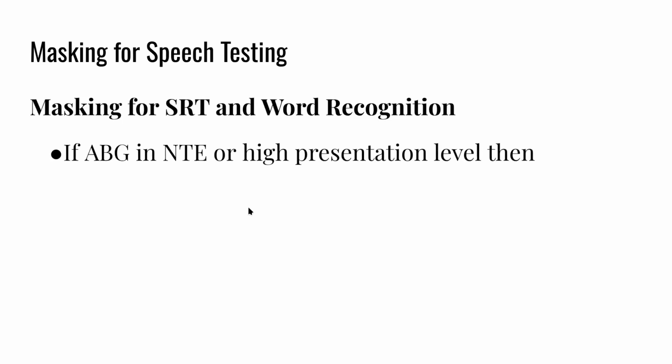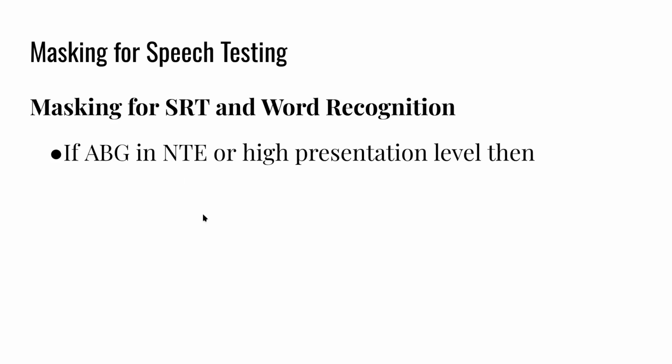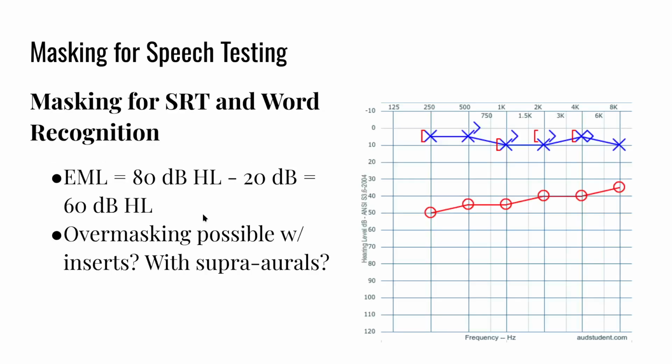If there is an air-bone gap in the non-test ear at a high presentation level, then the effective masking level is presentation level minus interaural attenuation plus largest air-bone gap in the non-test ear plus a 20 dB safety factor. So that would be our presentation level for the masker. Ideally, that last formula I was giving you was mainly for sensorineural losses, but we didn't have a sensorineural hearing loss in the right ear.